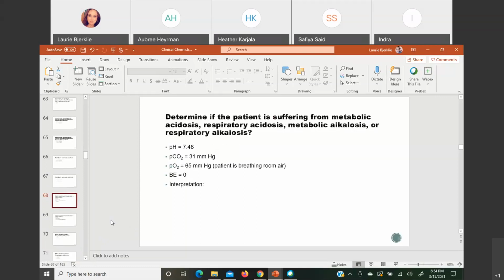Okay, so we have our first case. I'm going to walk through this with you guys. It's giving you some values here, and you have to determine which of the four categories they are in, if they're respiratory or metabolic, and if they're acidosis or alkalosis.